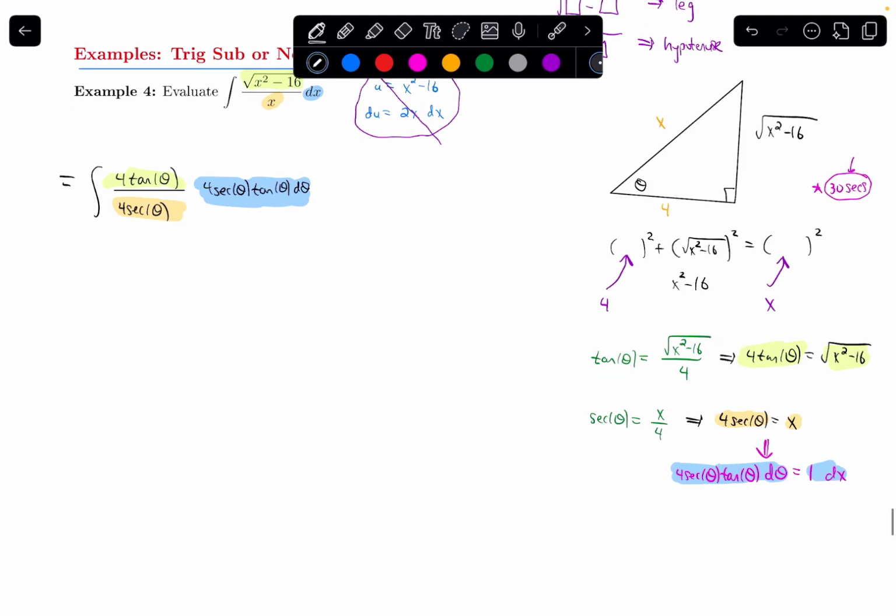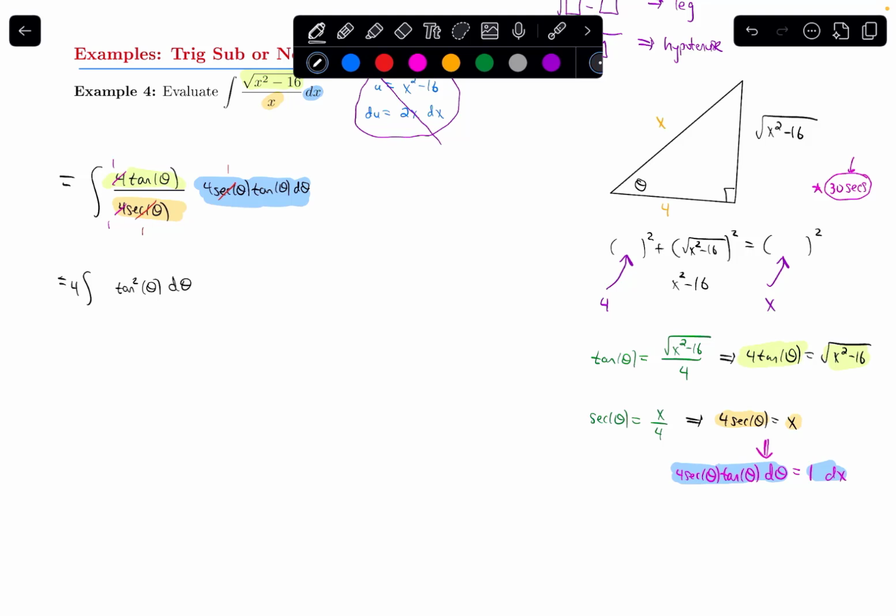Okay, so we can cancel a little bit here. There's a 4 on the top and a 4 on the bottom that can cancel. That leaves me with the 1s. And then there's a secant of theta on the top and a secant on the bottom that can cancel. So that leaves me with 1s for both of those. So overall, there's still a 4, and then I got tangent squared theta, d theta. In fact, just to make it a little simpler, let's pull the 4 in front of the whole integral.